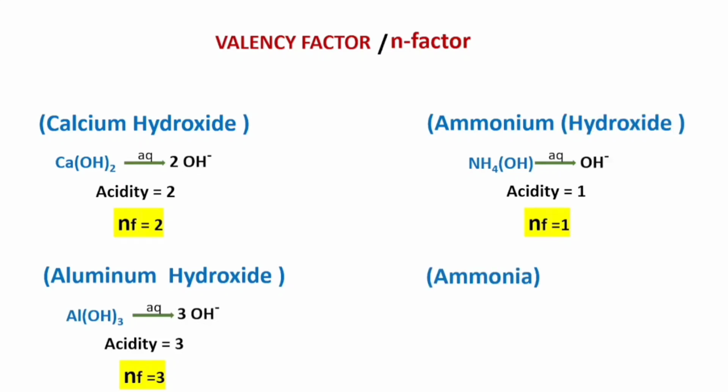Ammonia. Ammonia is a weak base and it has no hydroxyl anion in its molecule. But in aqueous solution, it attracts a hydrogen cation from the water molecule and combines with the hydrogen cation to form the ammonium cation. Further, it combines with a hydroxyl anion to form ammonium hydroxide. As it furnishes only one hydroxyl anion in aqueous solution, it is a monoacidic base with N factor 1.